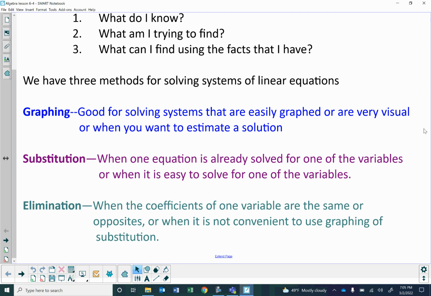Graphing is good for solving systems that are easily graphed or are very visual, or perhaps when you want to estimate a solution. Substitution is very helpful when one equation is already solved for one of the variables, or when it is easy to solve for one of the variables. And elimination is easy to use when the coefficients of one variable are the same or opposites, or when it's not convenient to use graphing or substitution. So let's take a look at a couple of things that we're going to be doing.